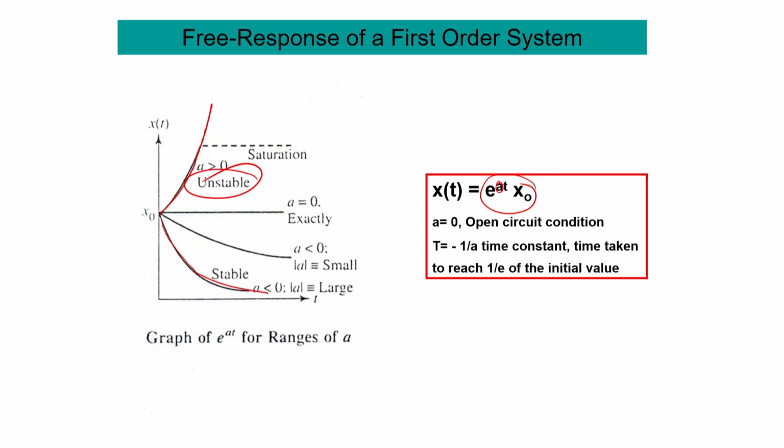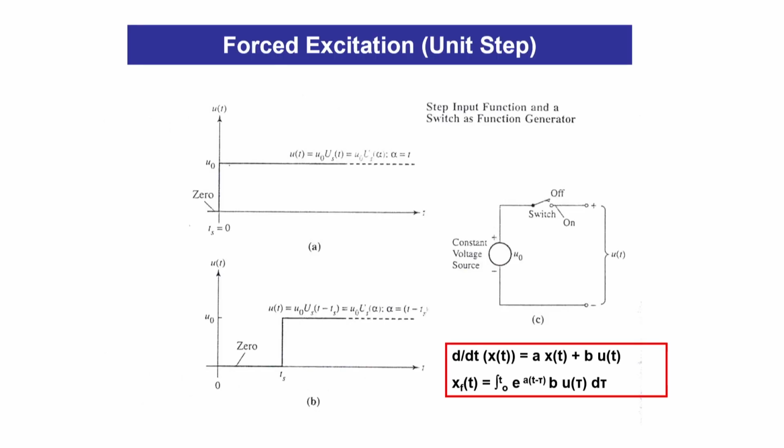And depending on whether it is having a large negative value of A or a small one, it is going to take a larger time. This is the time. So, the response will be faster if the magnitude of A is large. And that is the free response. What is the forced response of the system?